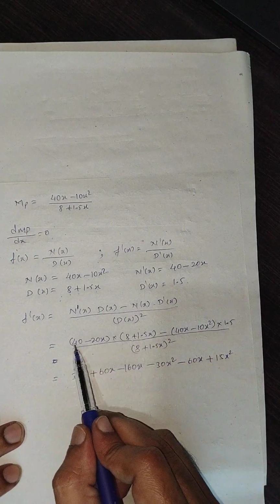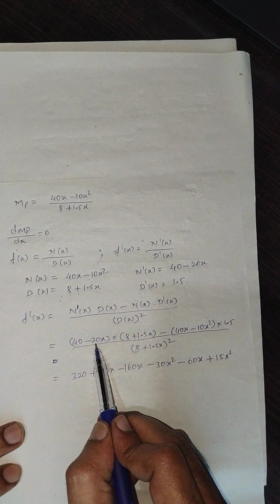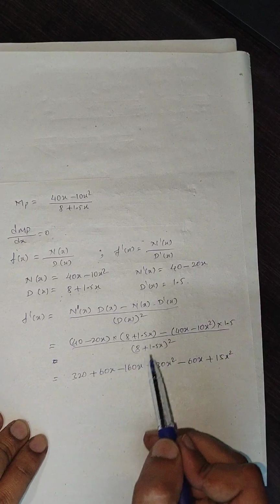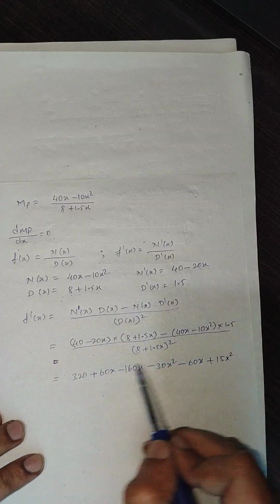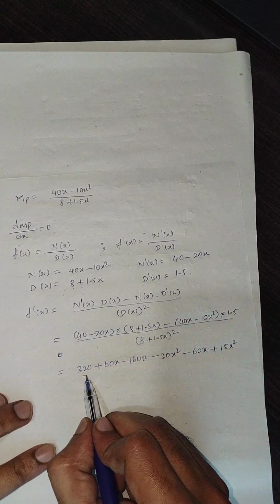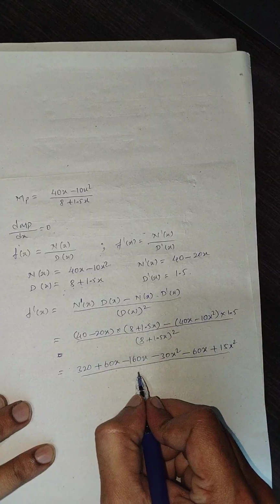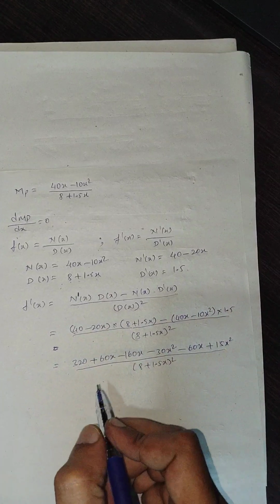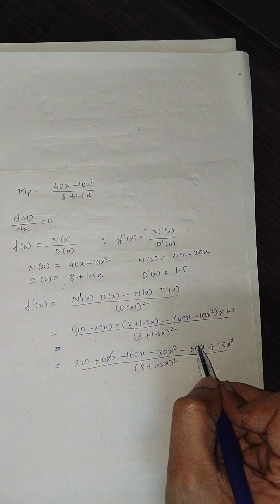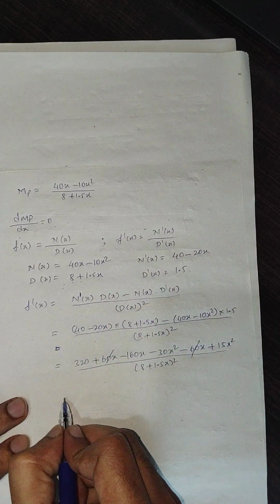And this 40 is multiplied to these two terms, and this minus 20 is multiplied to these two terms, and this 1.5 is multiplied to this one and this one, and this is the total numerator value, and at the denominator it is (8 + 1.5x) whole square. So this 60x plus 60x and minus 60x will get cancelled.